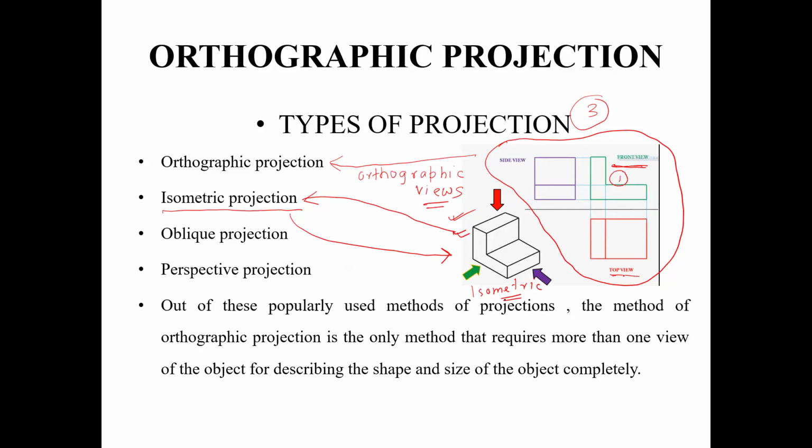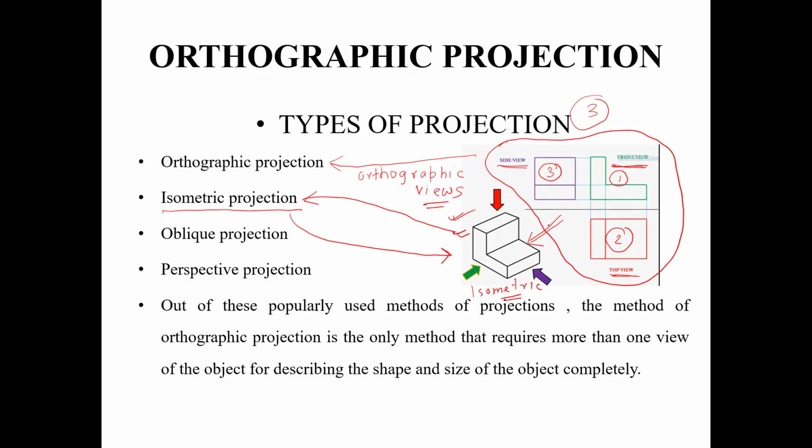Then we have something called the top view. This is the second orthographic view. And then we have something called the side view. This is the third orthographic view. So you see there are a total of 3 views, which are equivalent to this one isometric view. We will talk about these orthographic views in more detail later on, going forward in this class.